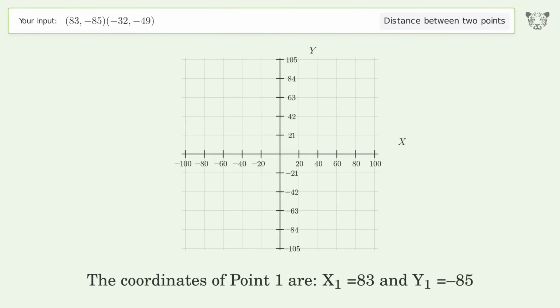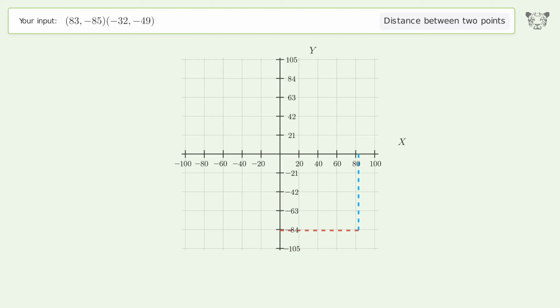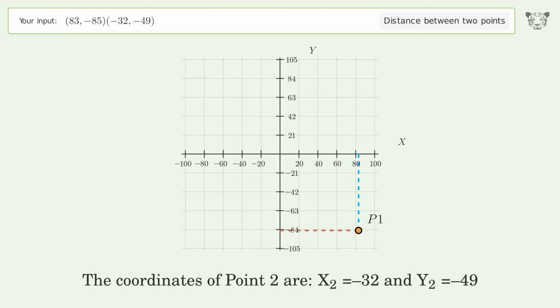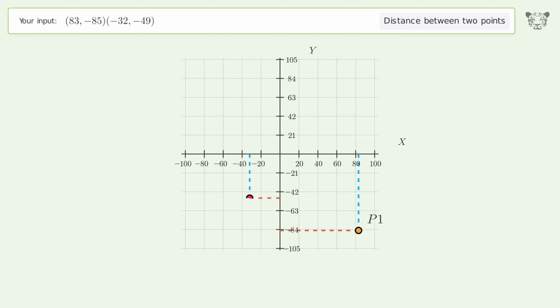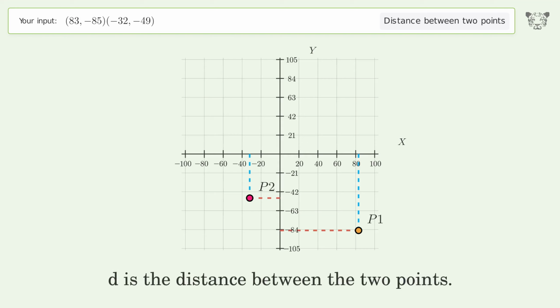The coordinates of point 1 are, x1 equals 83 and y1 equals negative 85. The coordinates of point 2 are, x2 equals negative 32 and y2 equals negative 49. D is the distance between the 2 points.